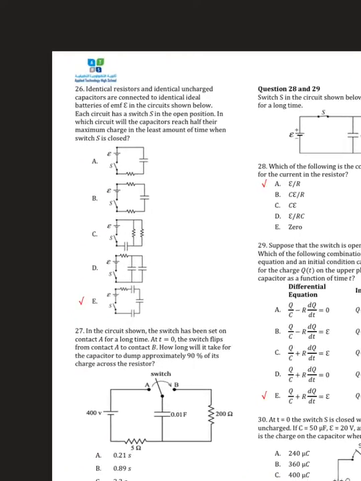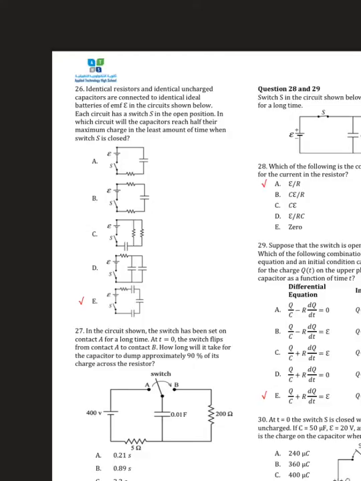Okay, identical resistors and identical uncharged capacitors are connected to identical ideal batteries of EMF E. Each circuit has a switch S in the open position. In which circuit will the capacitor reach half their maximum charge in the least amount of time when switch S is closed? So let's try to figure out what it is telling.